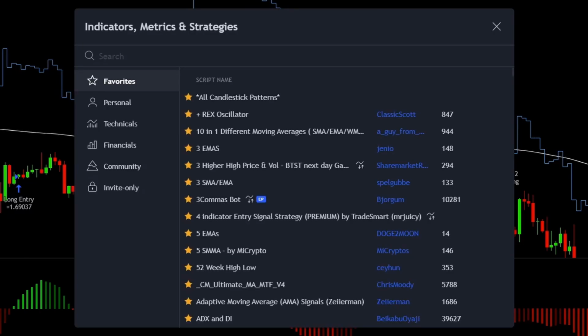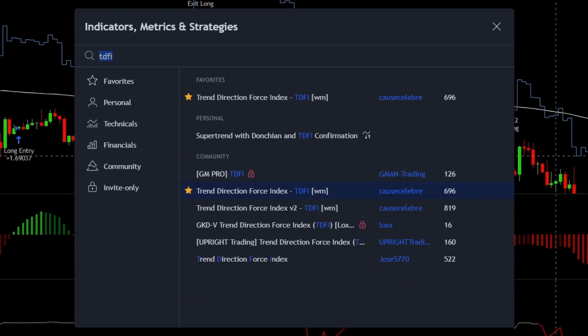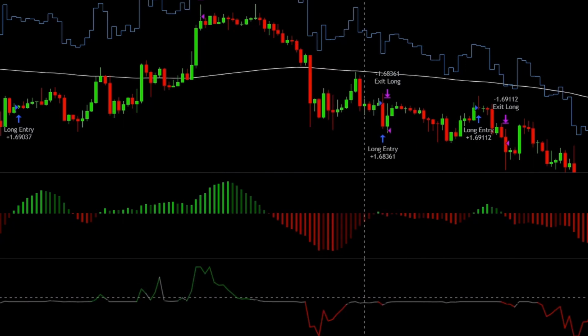You could also use one of my favorite indicators in the last few months, the TDFI. This one. The TDFI indicator generally filters out flat price movements or choppy price action. It has a look-back value, a high filter for long positions and a low filter for short positions. With its default values, it will look something like this.